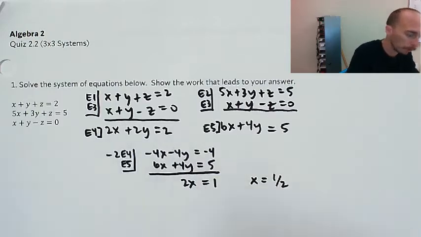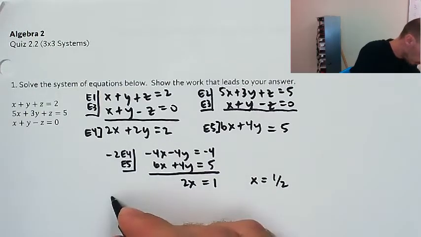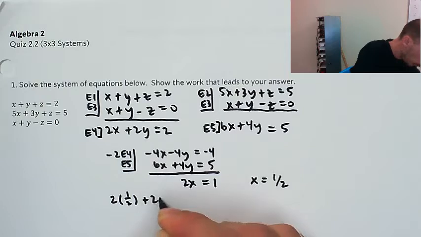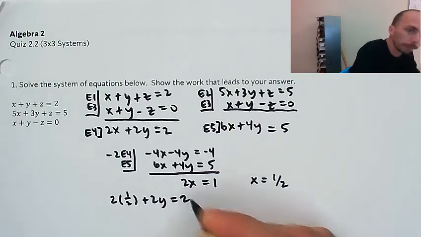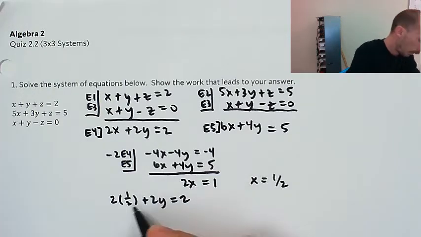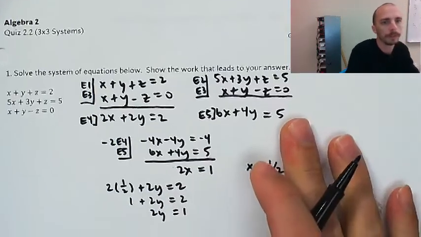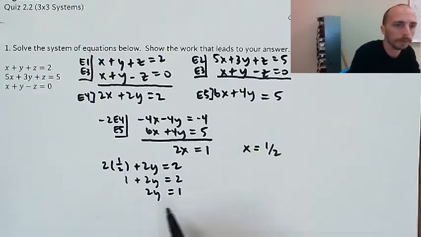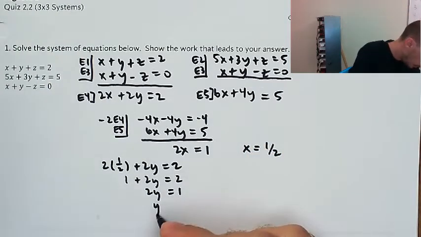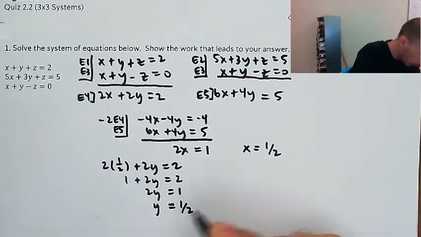So I'll do 2x plus 2y equals 2. So 2x is going to be 2 times 1/2 plus 2y, that's going to equal 2. And so that's going to be 1 plus 2y equals 2. Subtract 1 from both sides, and I'll get 2y equals 1. Then I'm going to divide both sides by 2 to solve for y, and I'll get y is also equal to 1/2.